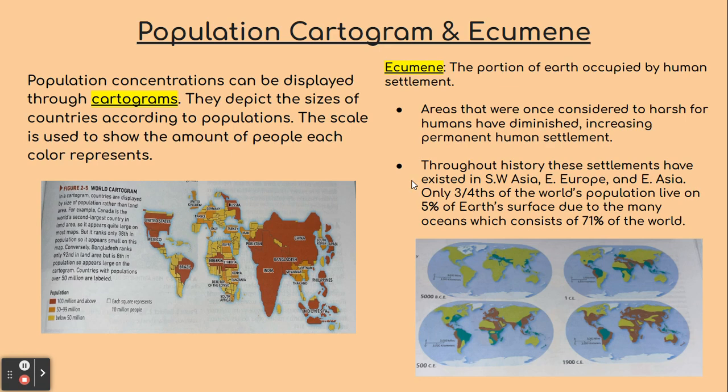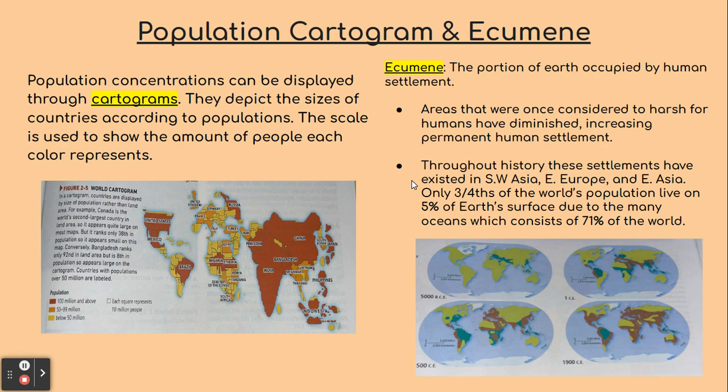In this image below, we can see a world cartogram that is depicting the countries through sizes. As I said before, India and Eastern China are the countries that are largely populated, which is why they are bigger than the other countries and are the dark orange countries. Below the 50 million are the smaller countries with the light yellow. Ecumeny is the portion of Earth occupied by human settlement.